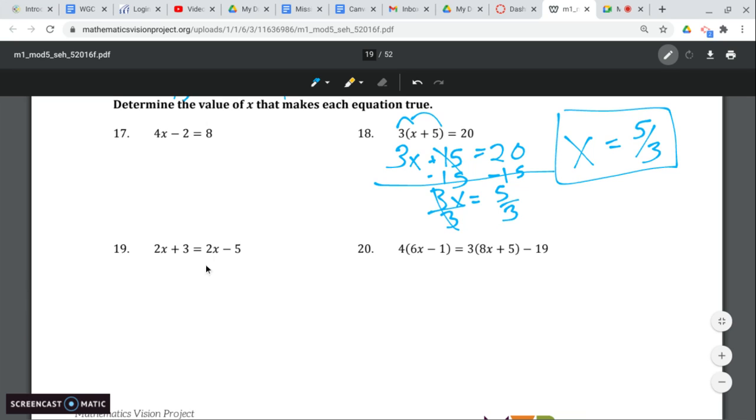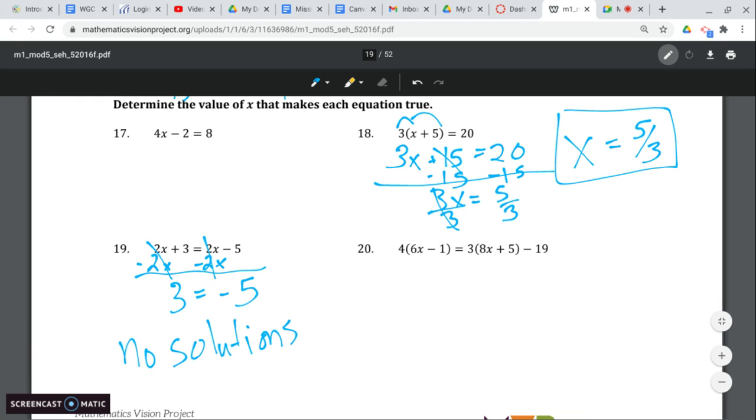All right, the next one we're going to do is this one right here. We have 2x plus 3 equals 2x minus 5. I'm going to start with the x's to show you what happens here, because this is a unique problem. So we subtract the 2x. The 2x's both just cancel out, and we're left with 3 equals -5. Is this a true statement? No, it's not. So there are no solutions.